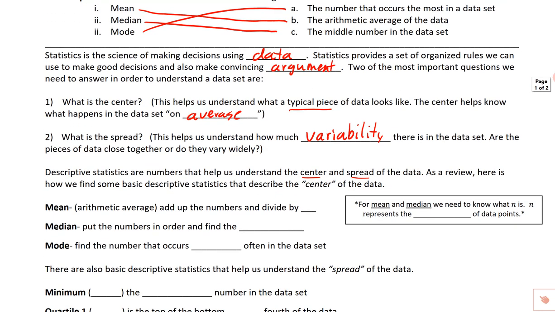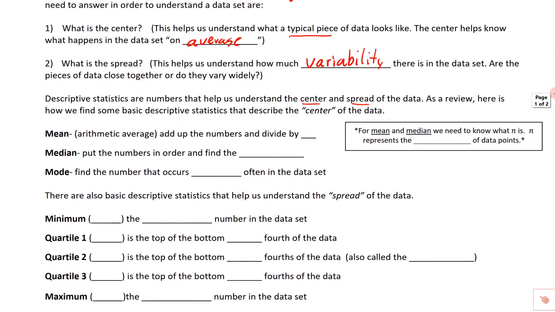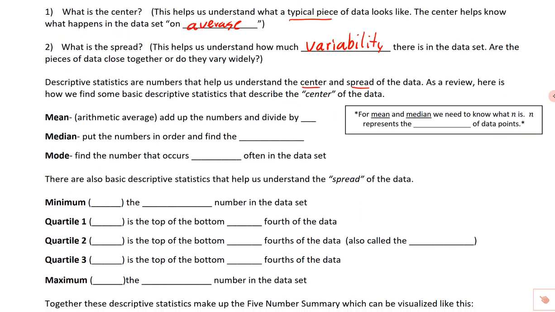And as a review, you've already learned some of these. We've got some basic statistics to help us describe the center of the data. So we've mentioned these up above. We talked about mean, median, and mode, but let's just review and make sure everybody understands how to find those. So when we say the mean, what we're talking about is the arithmetic average. What we do is we add up the numbers and then we divide by n. Let's make sure we all talk about what n is and we understand that. So for mean and median, we need to know what n is. So n represents the number. So let's write number right here, the number of data points.